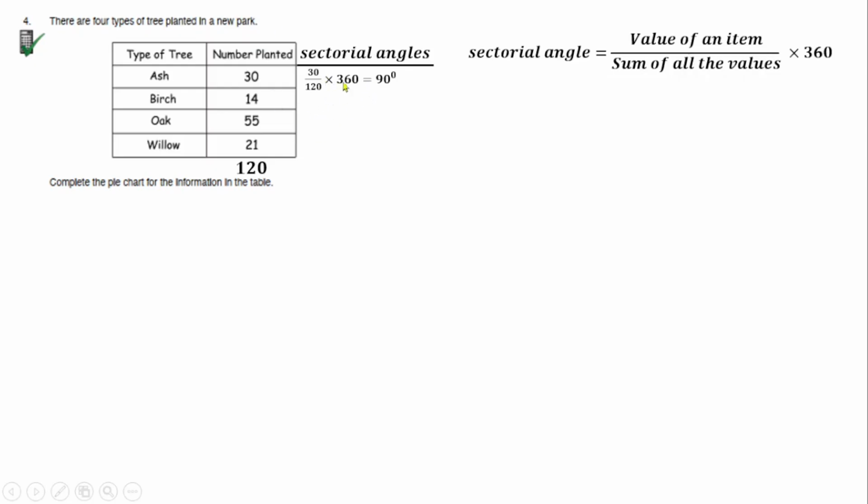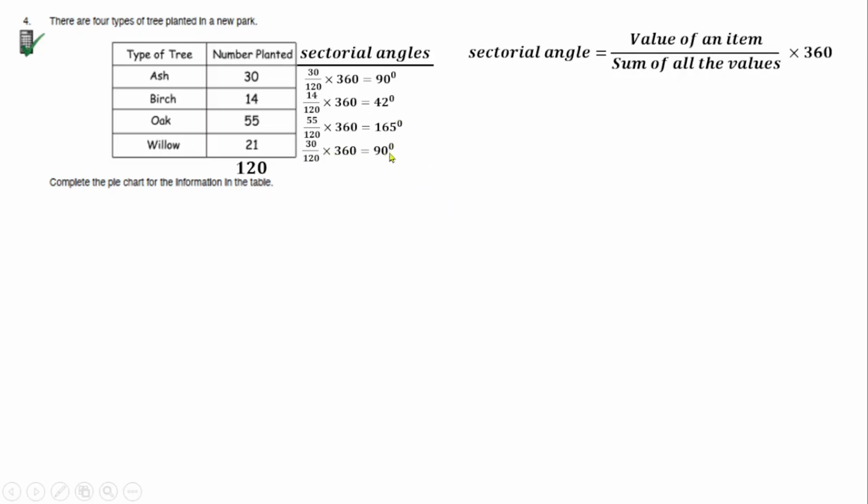Then if you simplify this, that gives us 90 degrees. The next one we have 14 over 120 times 360, that gives us 42 degrees. The next one we have 55 over 120 times 360, that gives us 165. The last one is 21, not 30 please, 21 over 120 times 360. I don't know where this typo is coming from. So you do 21 over 120 times 360, and that should give you the value there.